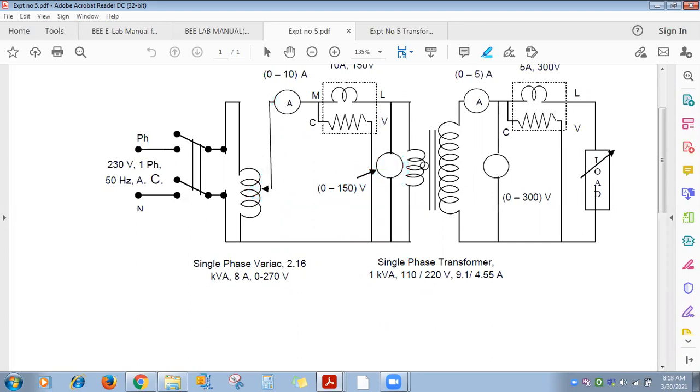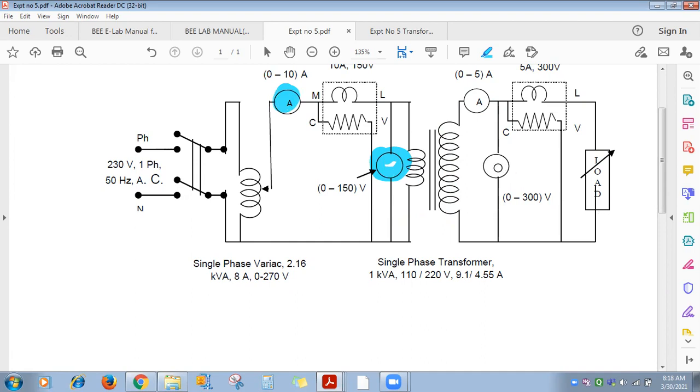Now I want to measure current flowing through primary winding also. So what I have done here, one ammeter I have connected. Similarly on secondary side also I want to measure current flowing through secondary winding. So one ammeter is connected in series with secondary winding. And one voltmeter across primary. This is V1, this is I1. So this voltmeter range is 0 to 150.